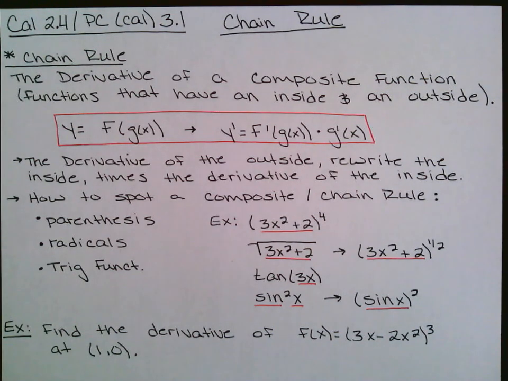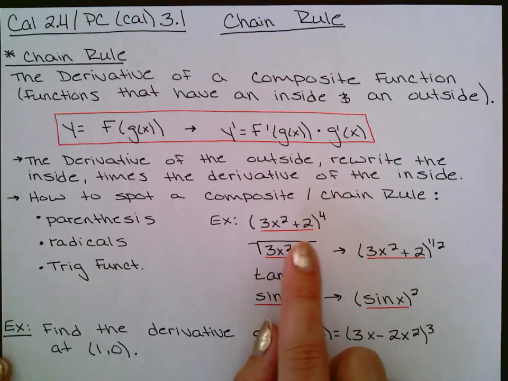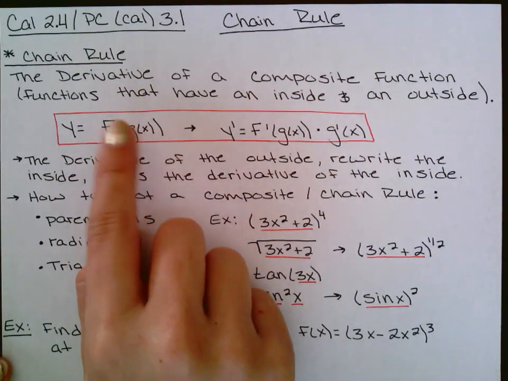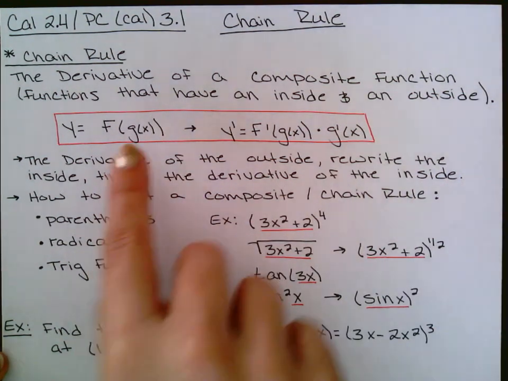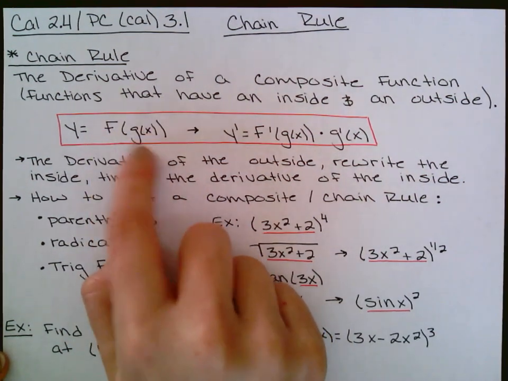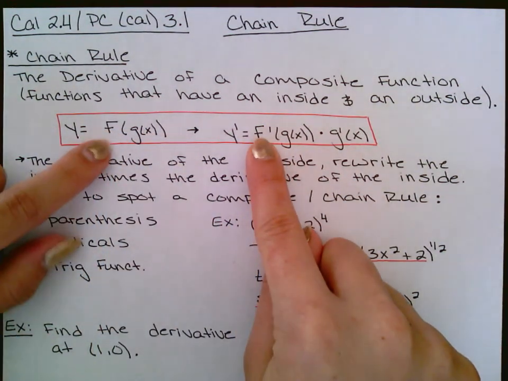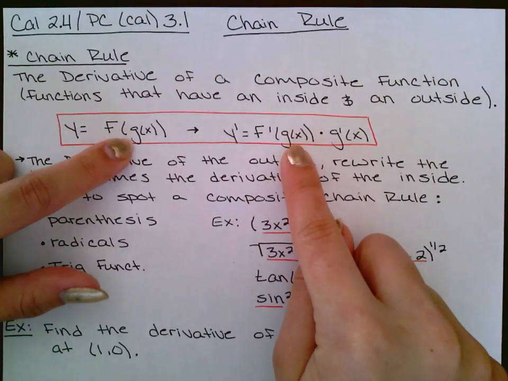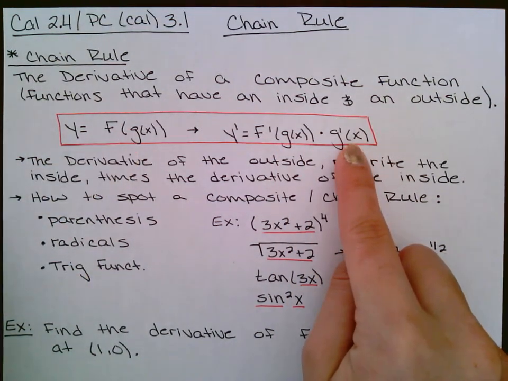A composite function is a function that has an inside and an outside, and I'll be showing you some examples in a minute. The derivative rule, which I put here in words, sometimes it's easier to remember the jingle. So if I have f of g, g would be the inside function, f would be the outside. It would be a derivative of the outside, rewrite the inside, times derivative of the inside, okay?